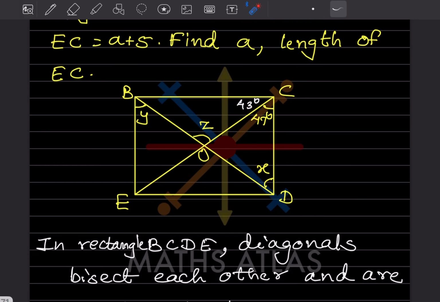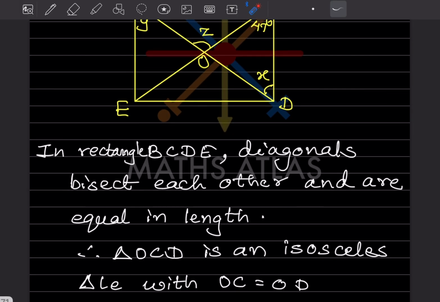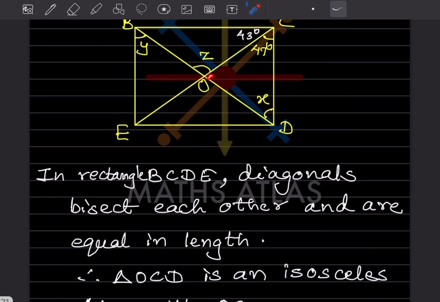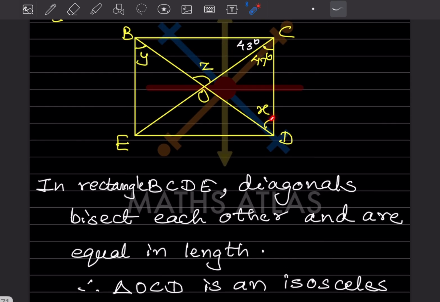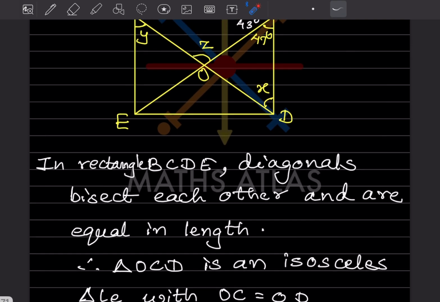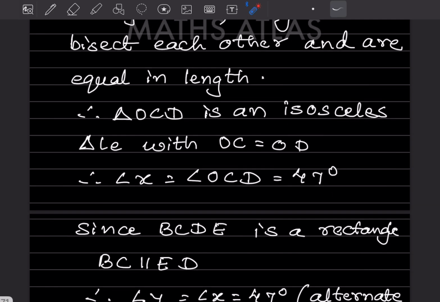Now in the rectangle BCDE, the diagonals bisect each other and they are equal. So triangle OCD is an isosceles triangle, where OC is equal to OD. So angle X is equal to angle OCD, which is 47 degrees. So this X will be 47 degrees.